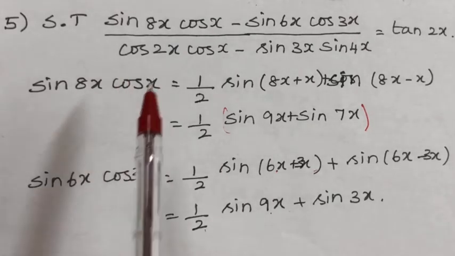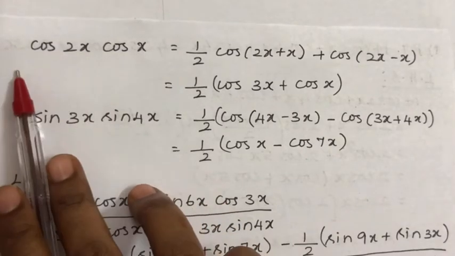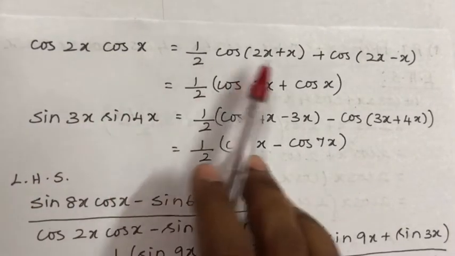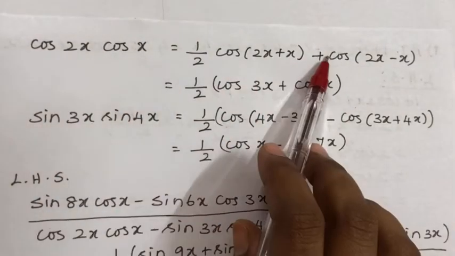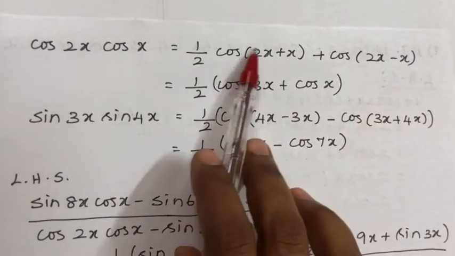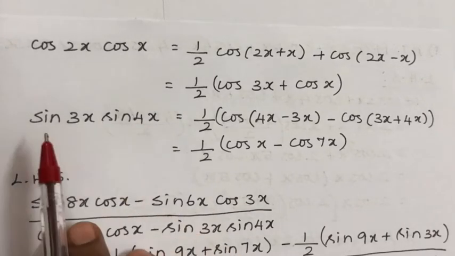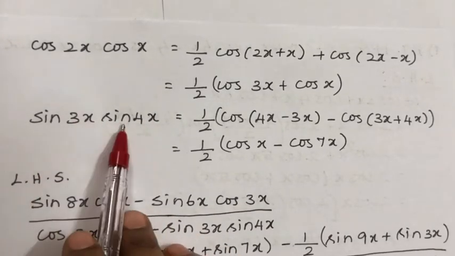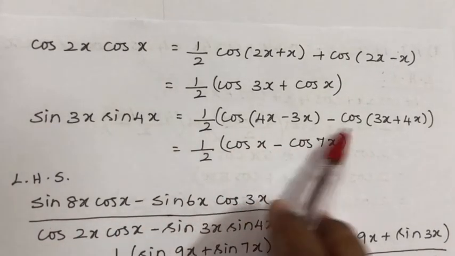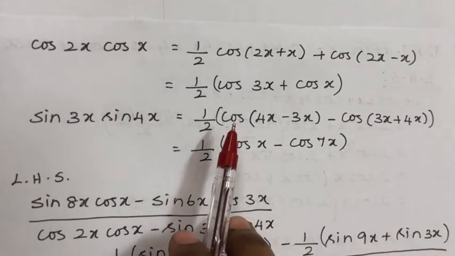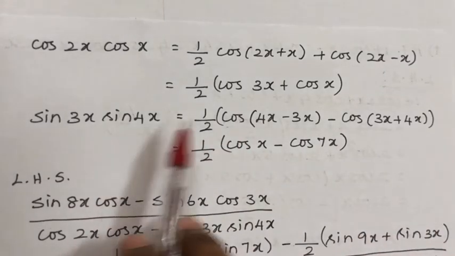Now the denominator cos 2x cos x, both are cos. Cos A cos B is half into cos(A plus B) plus cos(A minus B). So half into cos 2x plus x, that is cos 3x, plus cos 2x minus x, that is cos x. Similarly sin 3x into sin 4x. Here sin A sin B. Sin A sin B is half into cos(A minus B) minus cos(A plus B). Half into cos(A minus B) minus cos(A plus B). So A minus B.